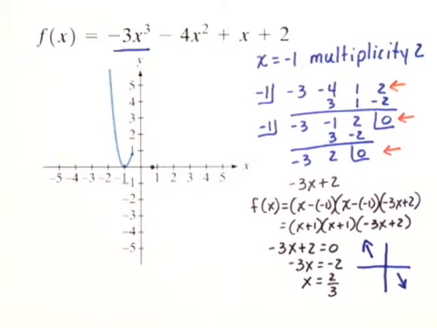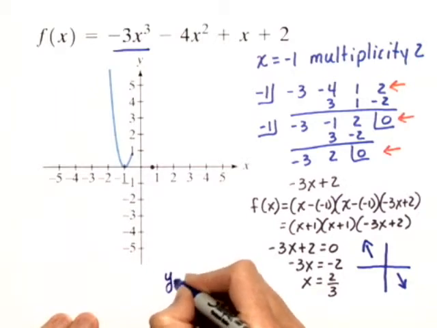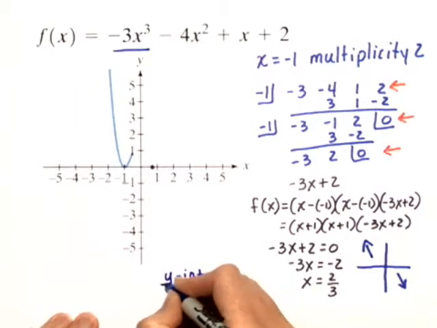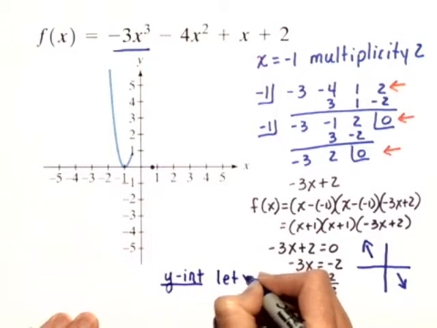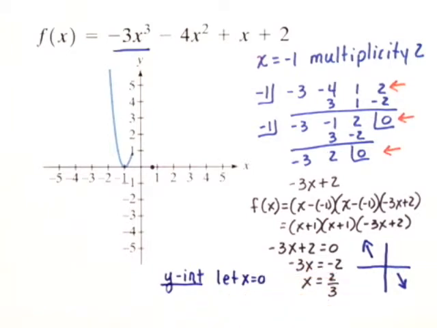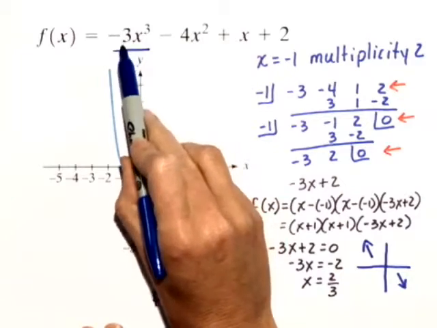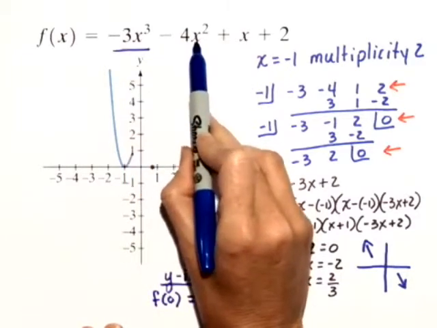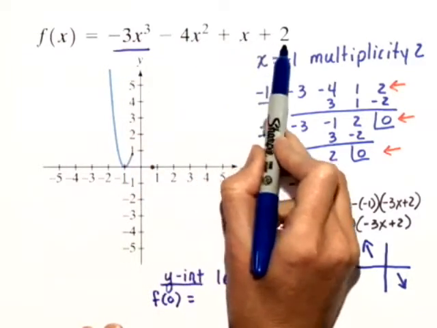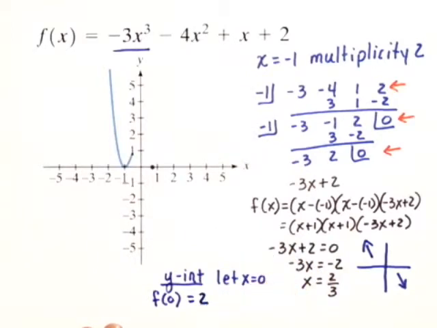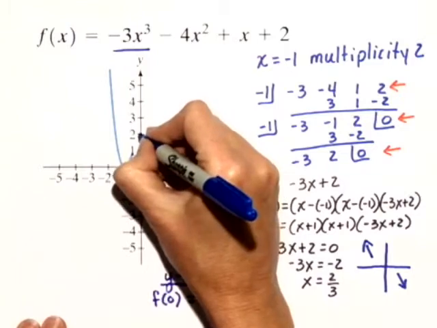We can use one more piece of information to help us, and that is to find the y-intercept. We can find the y-intercept if we let x equal 0. So let's let x equal 0 and find f of 0. If we do that, substituting 0 in our original equation for x, the first term is 0, the second term is 0, the third term is 0, and we have positive 2. In other words, the y-intercept is positive 2.